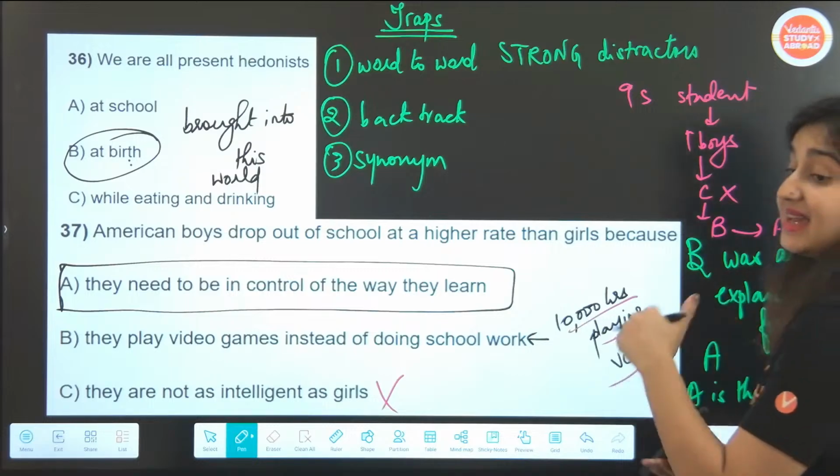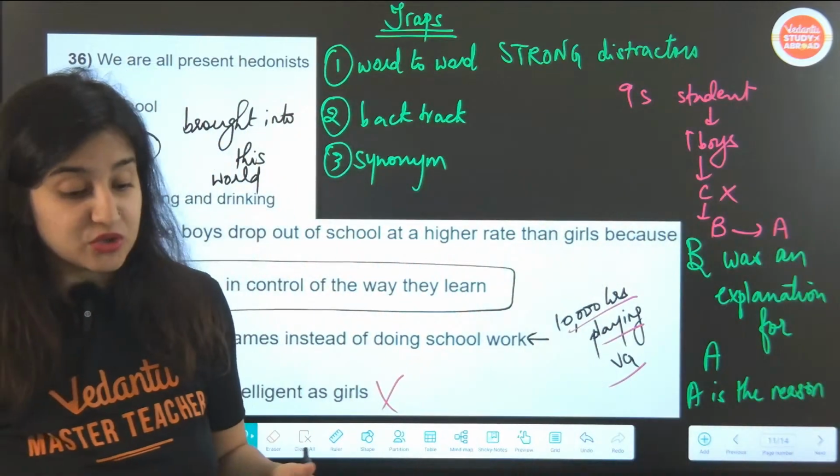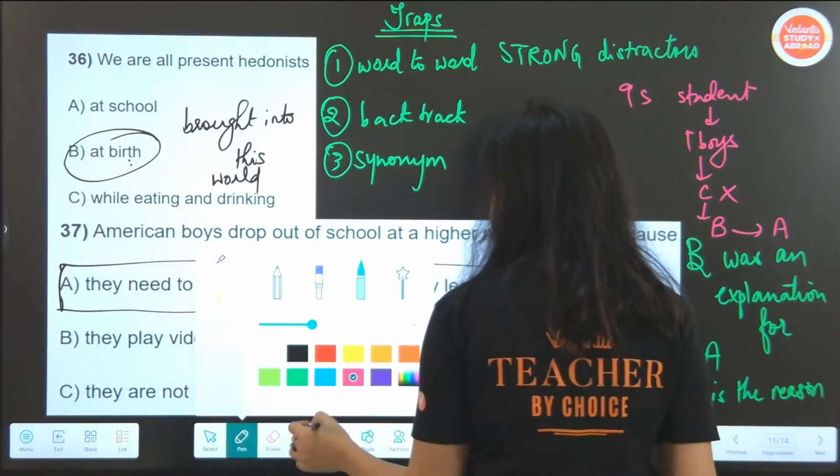Now, manage their own learning environment. What is that a synonym for?